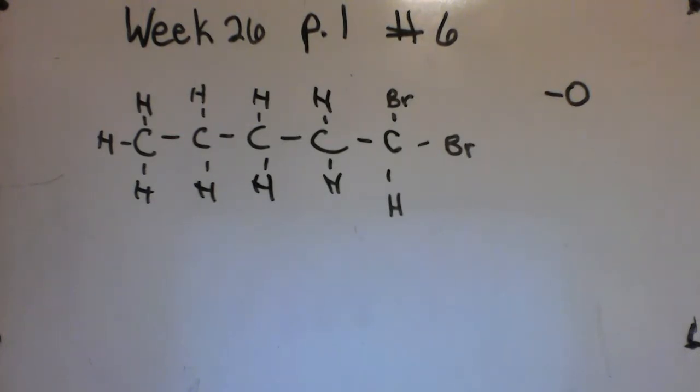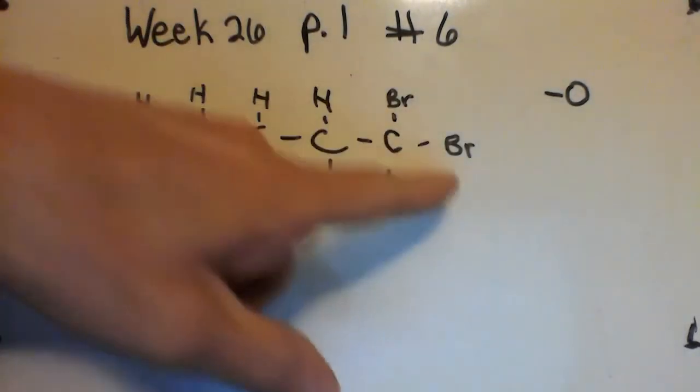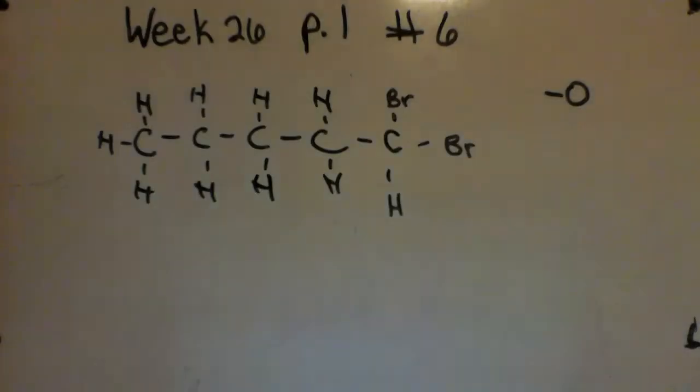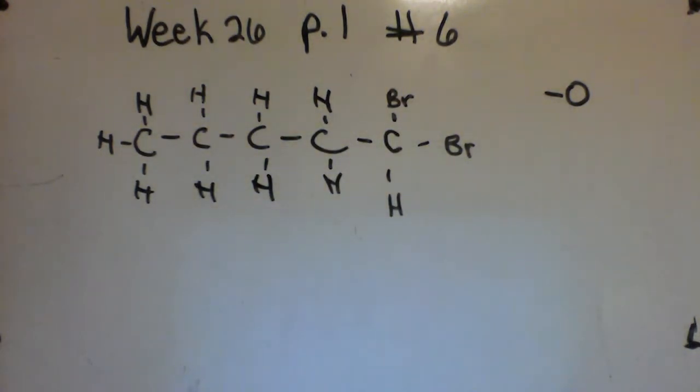If we look at this particular one, we see that we have two bromines, one here and one here in this halocarbon. Therefore, bromine is going to have the suffix O added to it. So we're going to have the partial word bromo in this name of this halocarbon.